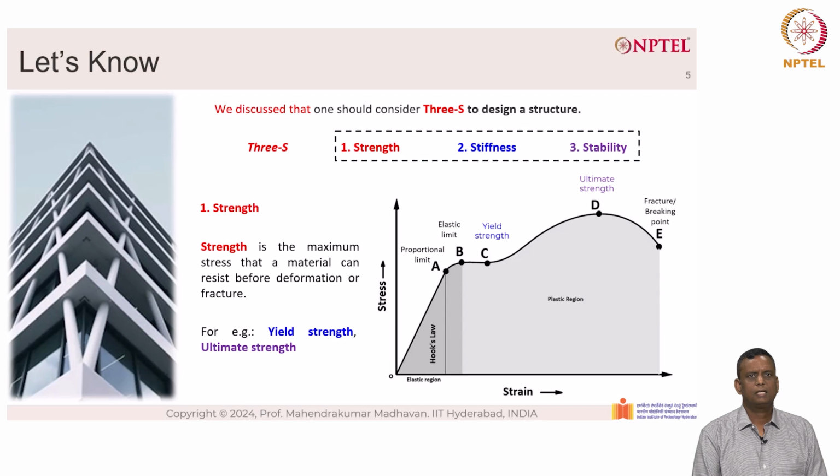The first S, strength, refers to the maximum stress that a material can resist before deformation or fracture. For example, yield strength as well as ultimate strength. What you see on the right side is a stress-strain plot of mild steel. We also call it a tensile test or coupon test. The point A represents the proportional limit, the point B represents the elastic limit, both of which are within the elastic region, the point C represents the yield strength, point D represents the ultimate strength, and point E represents the fracture or breaking point. The left side of the curve to point D is called the elastic region, and the right side of the curve, which is slightly lighter gray in color, is called the plastic region.